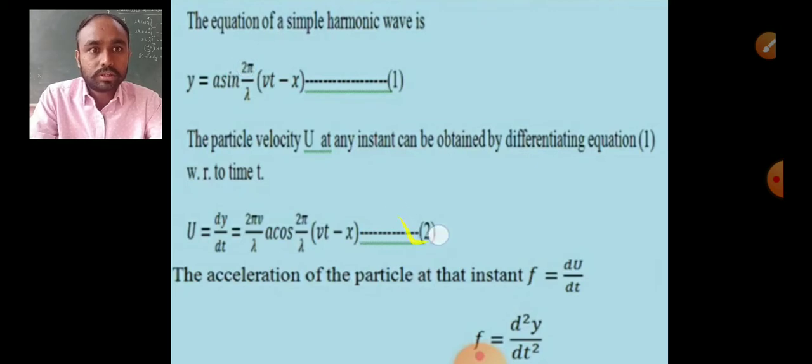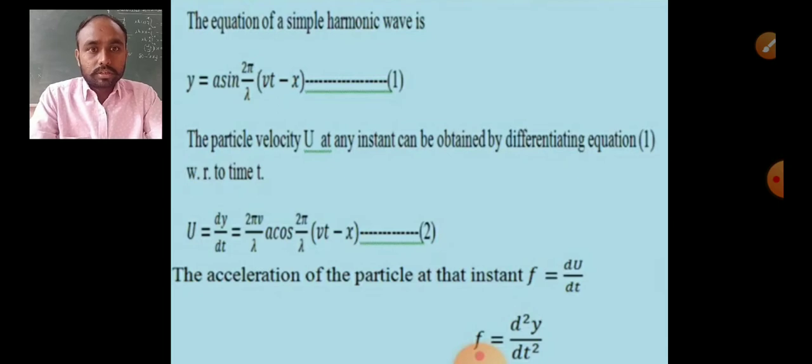We already saw this equation in the last video, but once again it gives the particle velocity: u equals dy by dt equals 2 pi v by lambda times a cos 2 pi by lambda (vt minus x), equation number 2. The very first equation we named equation 1, and this is equation number 2.